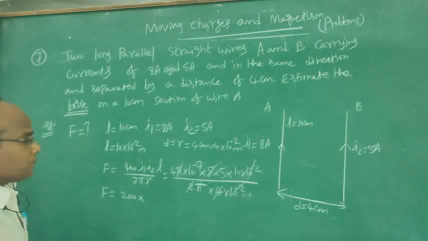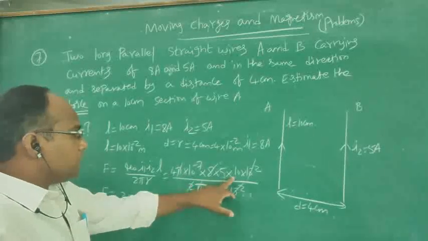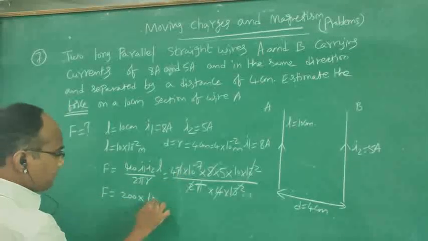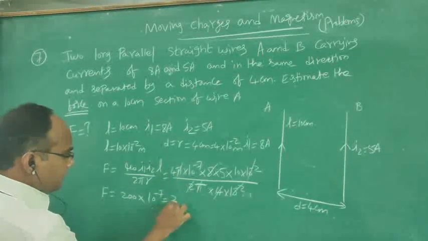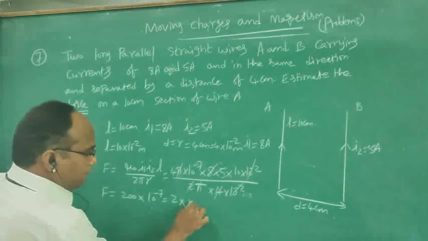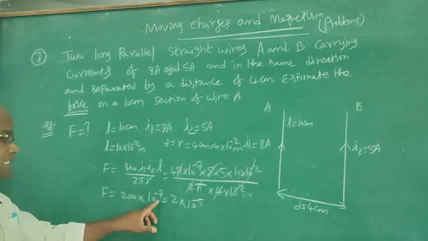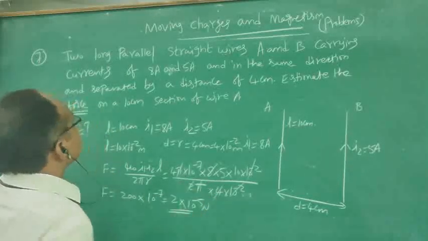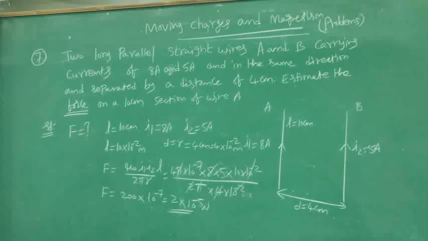200 into. Here, what is it? 4 5s are 20. 20 into 10 is 200. And the remaining value is what? 10 to the power of minus 7. So this value can be written as 2 into 10 to the power of minus 5. Minus 7 plus 2 is minus 5. So this is nothing but Newton. So this is the 7th.